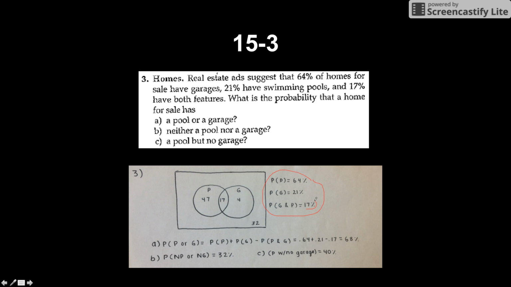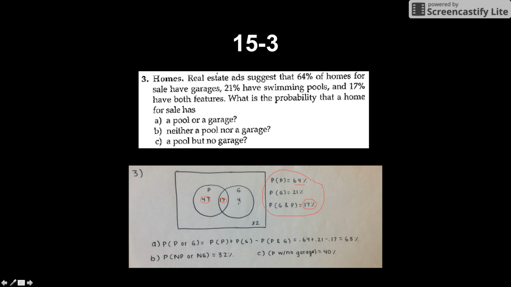The place where there's an overlap in pools and garages, I stick right in the middle. Okay. And then I look at pools. It's 64%. I already have 17% in my pools. So I just figure out 64 minus 17, that gives me 47. So now these two numbers together make the 64%.